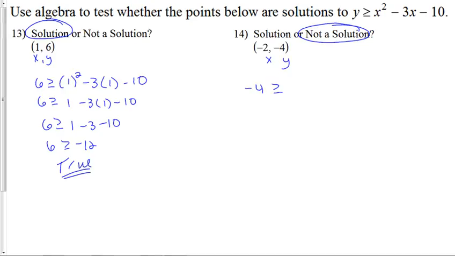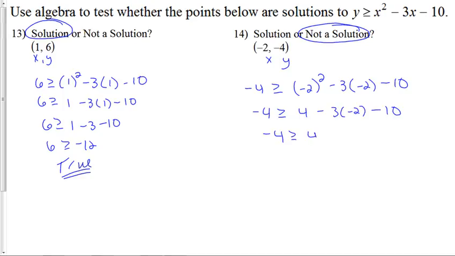-4 goes in for y. -2 goes in for x. After you make that substitution, follow PEMDAS then. -2 squared is +4. We'll multiply. Ooh, -3 times -2 is +6. And then add to finish off the problem. You get 0. -4 is greater than 0. That's false. So that one is not a solution.